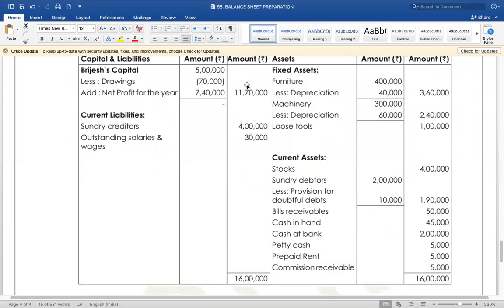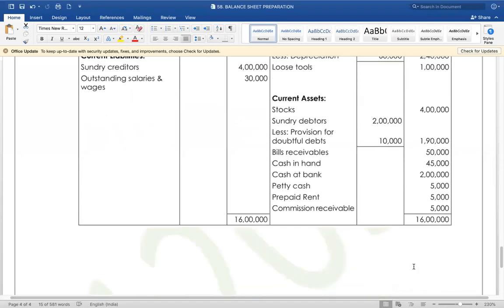The total of liability side, 1170 plus 4 lakhs plus 30, is 16 lakhs. Okay, 16 lakhs. So 1170 plus 30, 12, plus 4, 16 lakhs is the total of liability. And let's look at the assets. 360 plus 240. How much? 6 plus 1, 7 plus 4, 11. Okay. And go on adding like this. You will get 16 lakhs. The balance sheet is tallied.